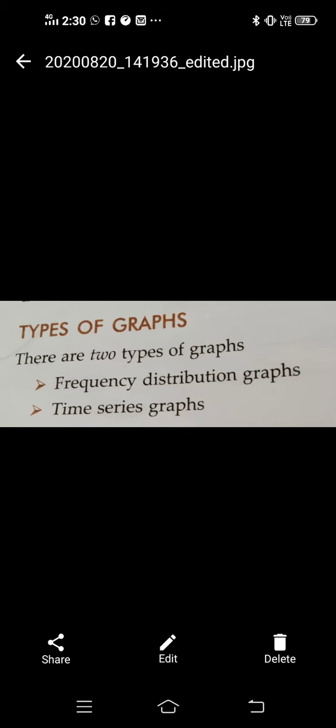So first, what do you mean by frequency distribution graph? In these graphs, data are expressed in terms of distribution of frequencies of a variable, discrete or continuous. The frequencies are plotted along the y-axis and class limits are taken on the x-axis. When we solve the numericals, you will see how frequency distribution graphs are presented on graph paper.